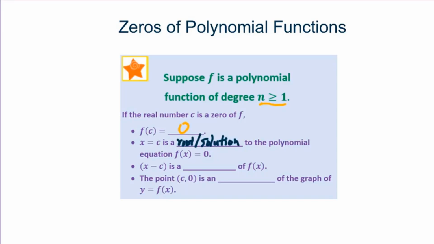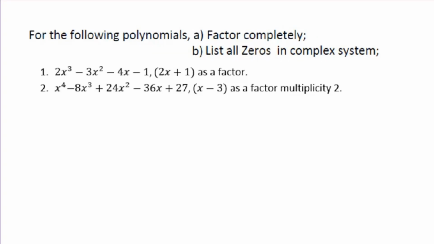x minus c is a factor of f of x. The point (c, 0) is an x-intercept of the graph of y equals f of x. For the following polynomials, factor completely and list all zeros in the complex system.